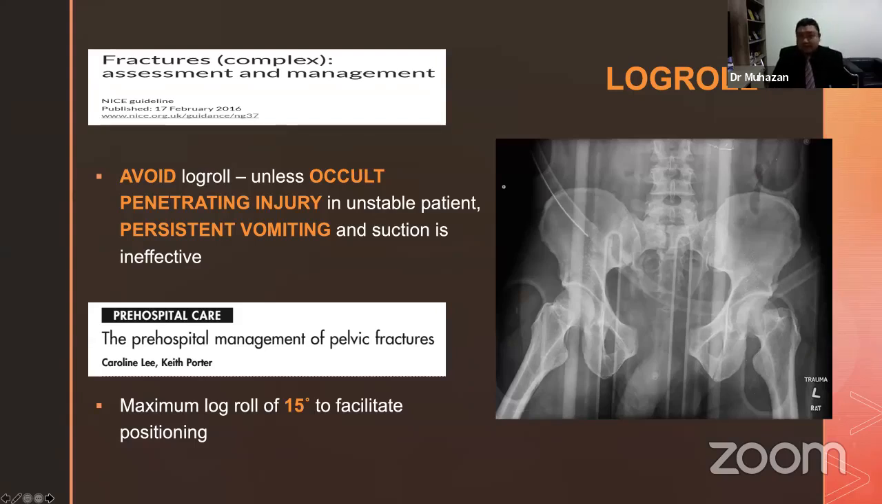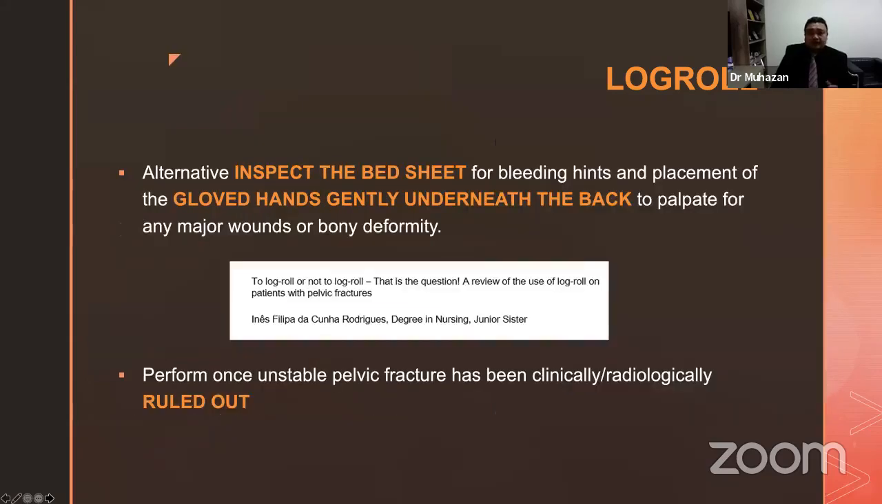restless, vomiting profusely, or you see there's accentuating bleeding from the back, then you have to do a log roll. There's no choice, but please bind the patient first. All right, but let's say you have a pelvic fracture. How do you examine?